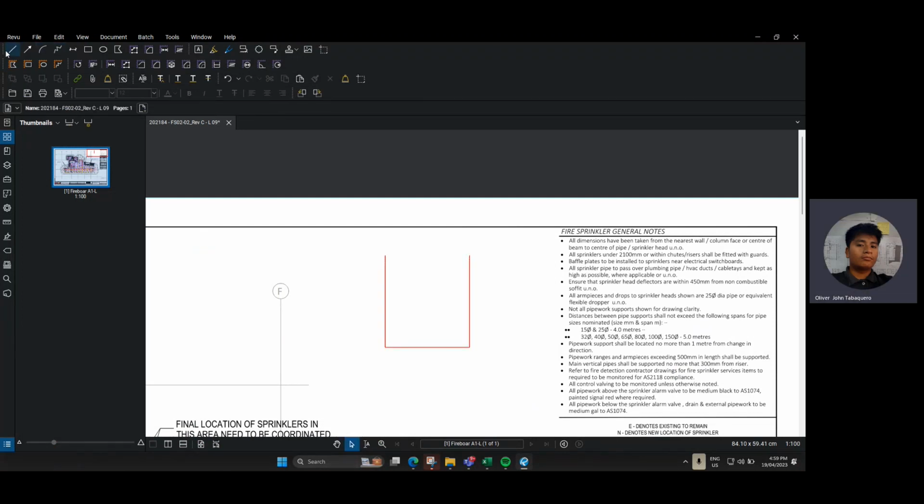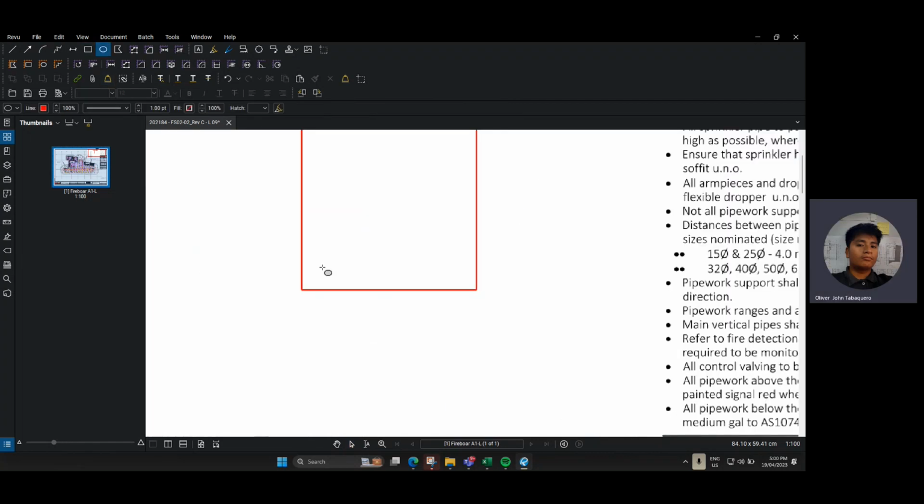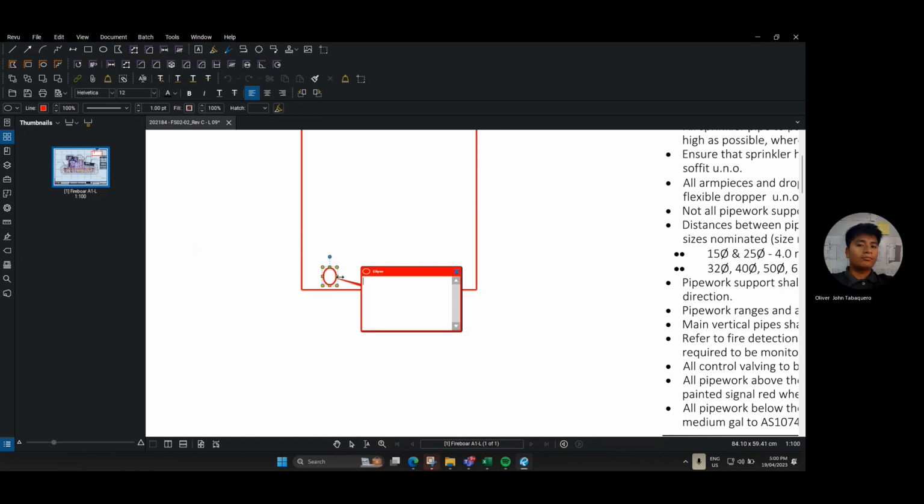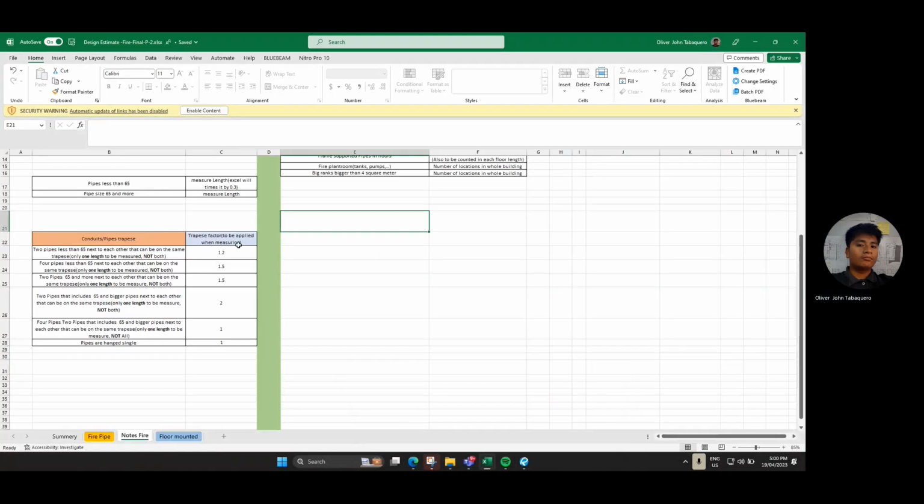So let's say you have a concrete slab here, and then the pipes would be here. That's an ellipse, that's a pipe. So let's say they're here. Let's just make them big for presentation purposes. So let's say they share one trapeze. If you have two of them, 1.2. If there are four, 1.5.